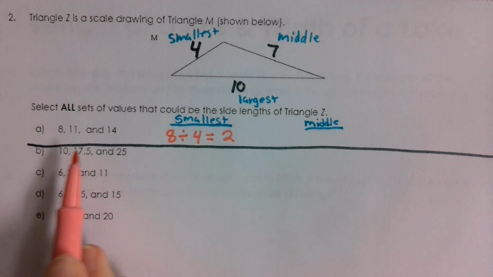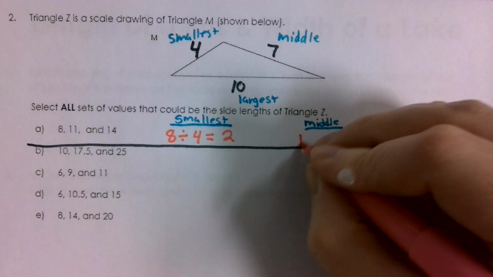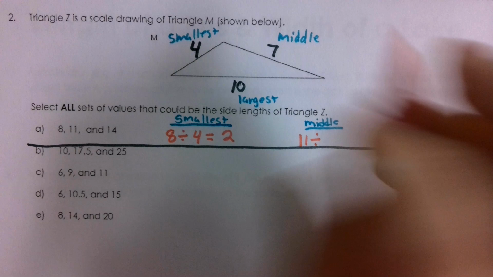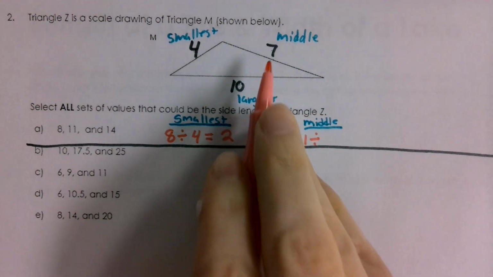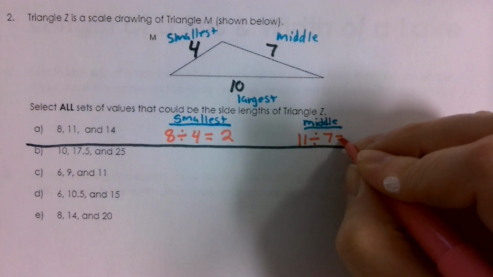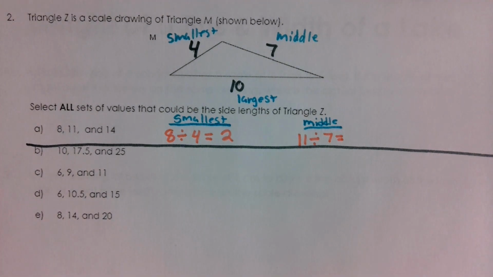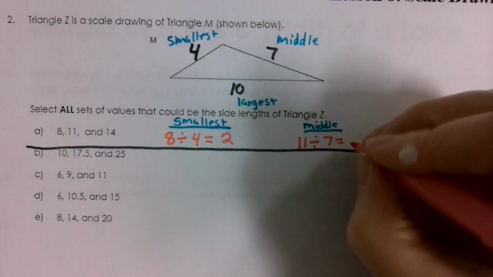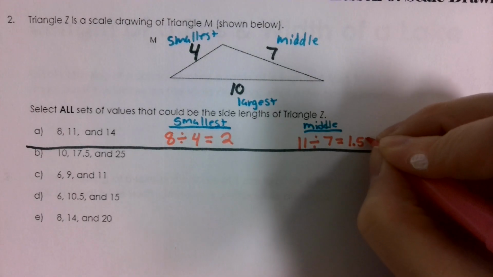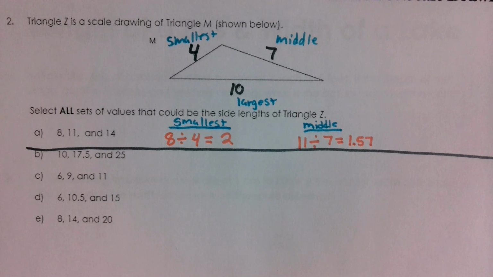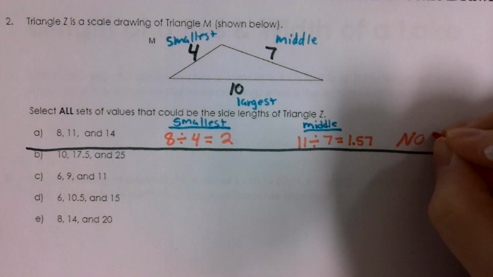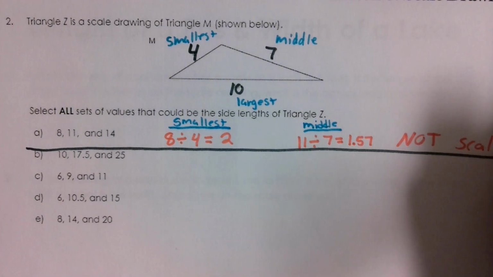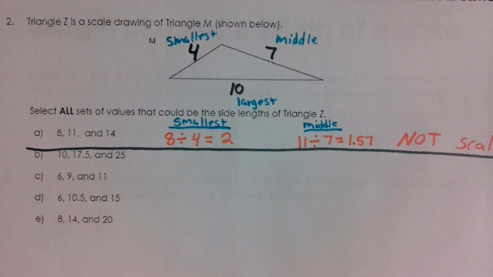The middle value here is 11. What's the middle value for up here? 7. What's 11 divided by 7? If we do 11 divided by 7, is that going to come out to 2? No. 11 divided by 7 is going to come out to 1.57. It's going to keep going on. Do you think these are the same? No. So this is not to scale. It's not a scale drawing. So option A, not going to work.